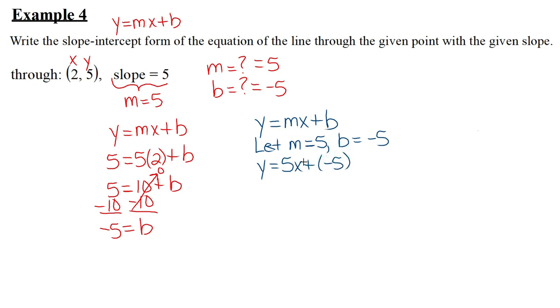Now, we don't like this redundancy of signs with this plus and negative, so we simplify that down to y equals 5x minus 5. And that is going to be the equation of my line in slope-intercept form that passes through the point (2, 5) and has a slope of 5.